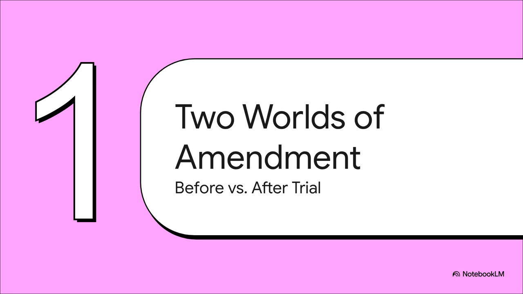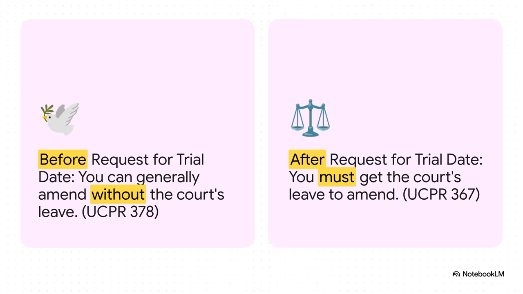Okay, the first thing you have to get your head around is that the entire universe of amending pleadings splits right down the middle. Everything, and I mean everything, pivots on one single document, the request for trial date. Before you file it, you live in one world with one set of rules. The moment after you file it, you are in a completely different world, and the rules have changed entirely. So this is the great divide. This is the whole ball game right here.